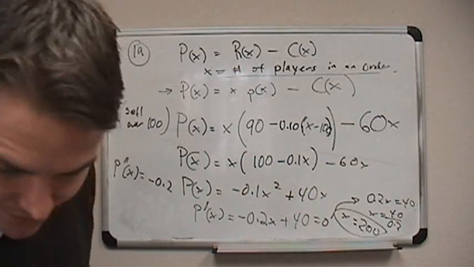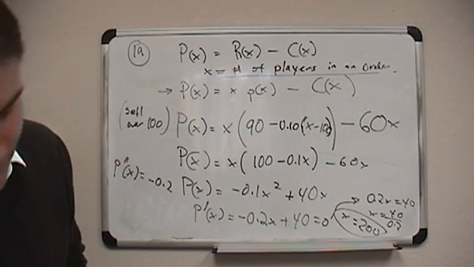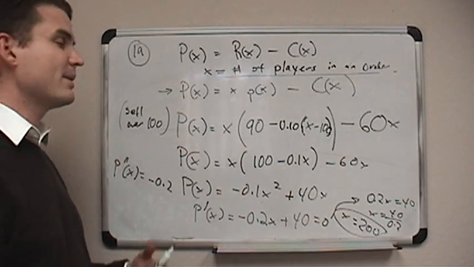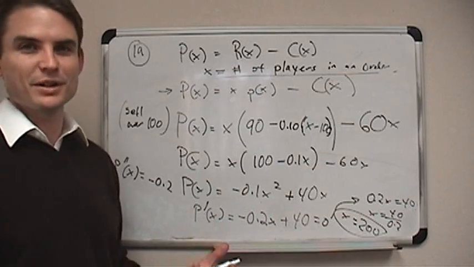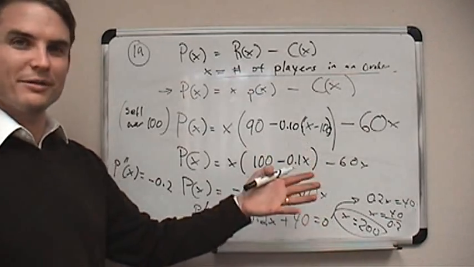Now, in fact, I think that's all they ask for. They say just find the largest order we should allow to maximize profit. Well, it's going to be 200 then. When x is 200, profit is maximized.